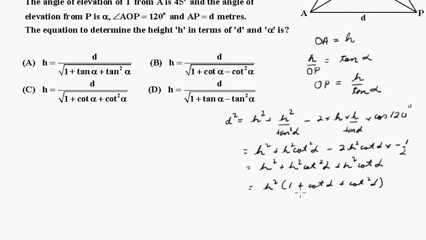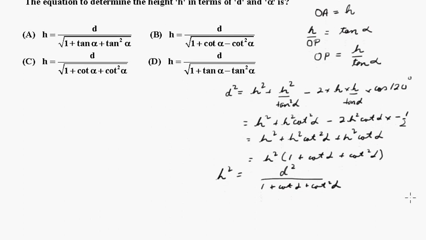Then divide both sides by this, so we get that h squared equals D squared over 1 plus cot alpha plus cot squared alpha. Then finally taking the square root of both sides, we get that h equals D over the square root of 1 plus cot alpha plus cot squared alpha. And that is equal to C.